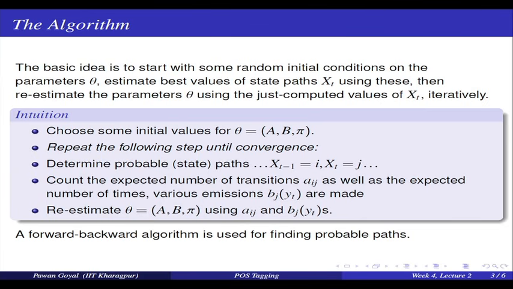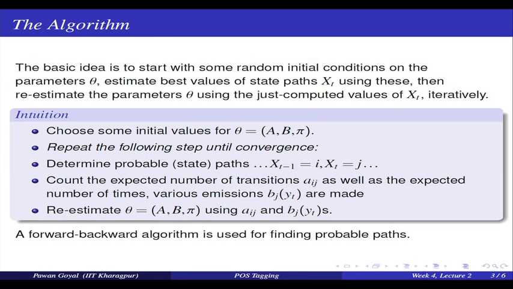Okay. Now, I will go back in the loop. I have this theta, I will compute the probabilities of various state paths. Okay. Again compute aij, bj yt, and again compute theta. Okay. And I repeat that until convergence. So, all these are interesting here.